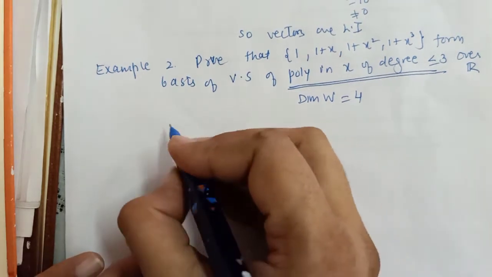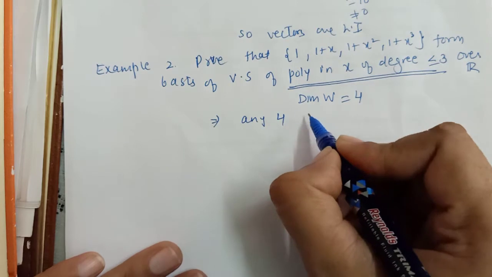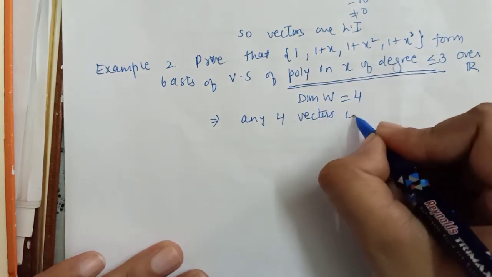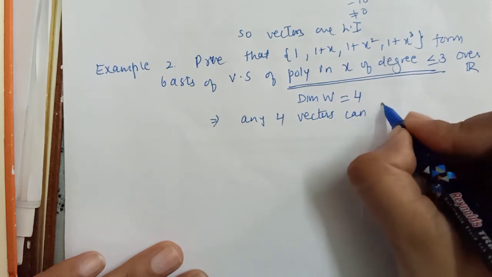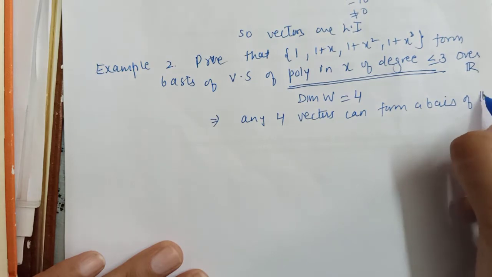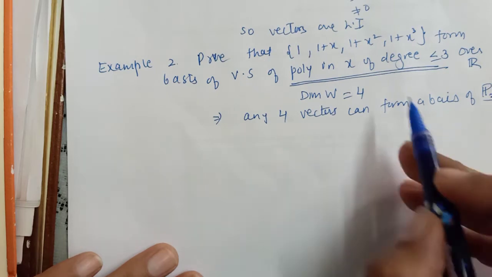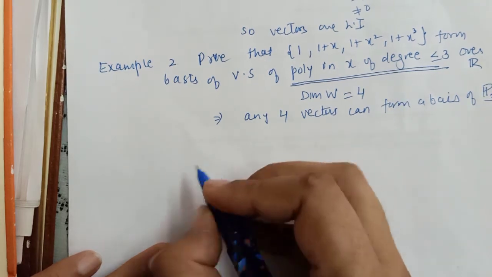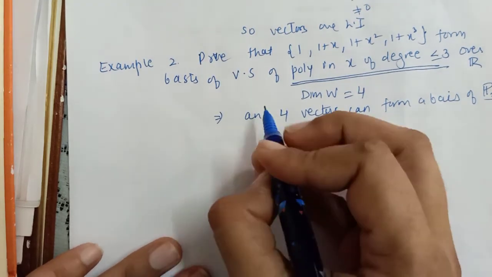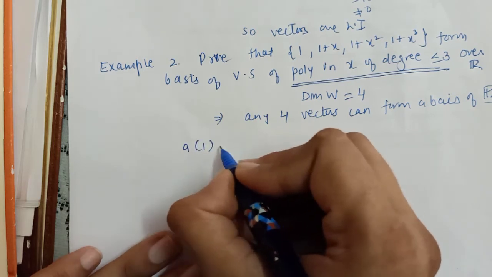Alright. So any 4 vectors can form a basis of this vector space. P3, I will call it, is the set of polynomials of degree less than or equal to 3. So we are to just check the linear independence or dependence part. To check linear independence, I will write a linear combination of these vectors.